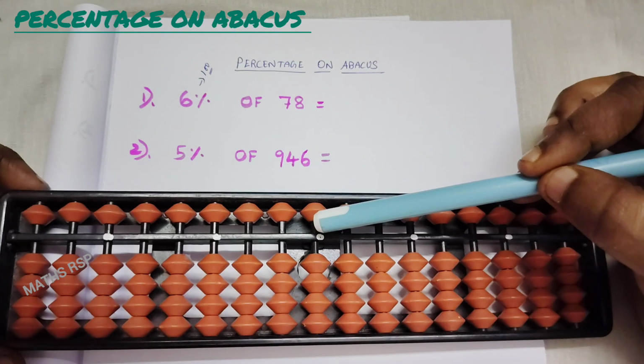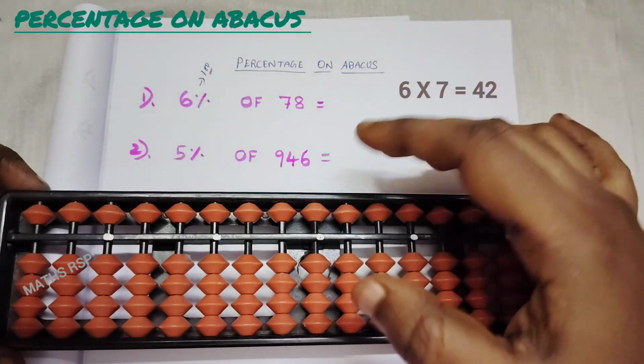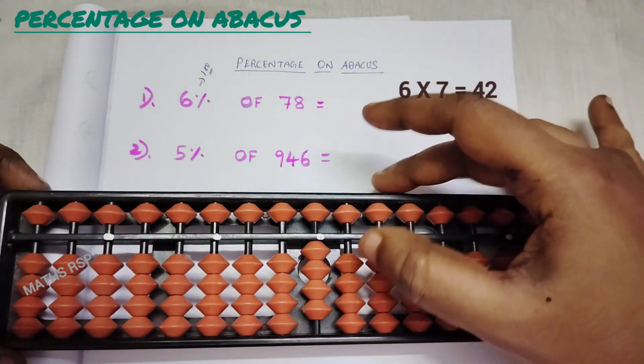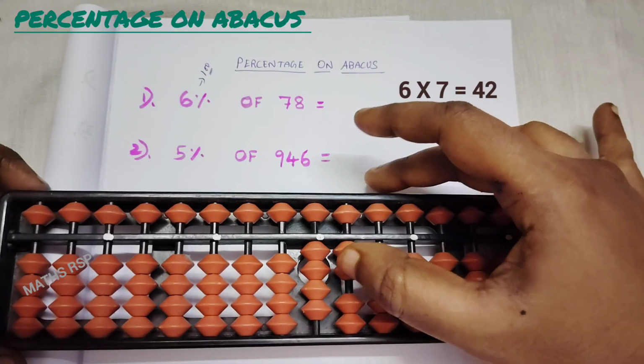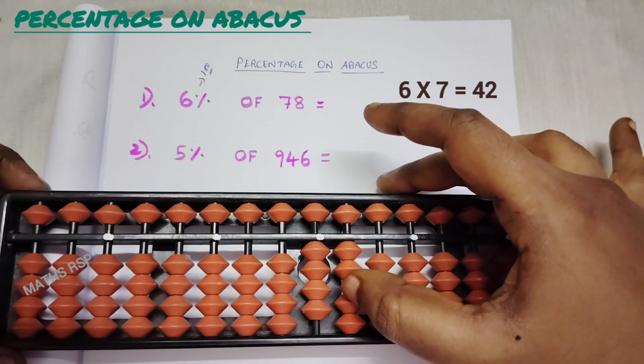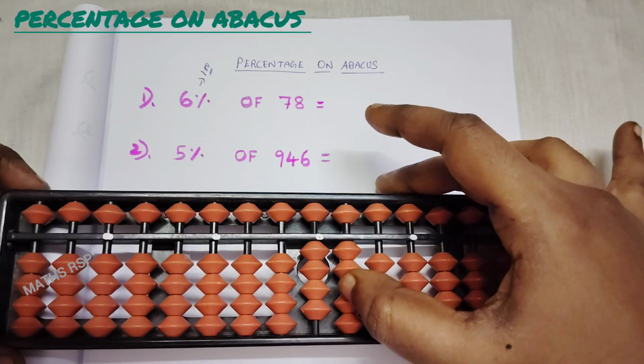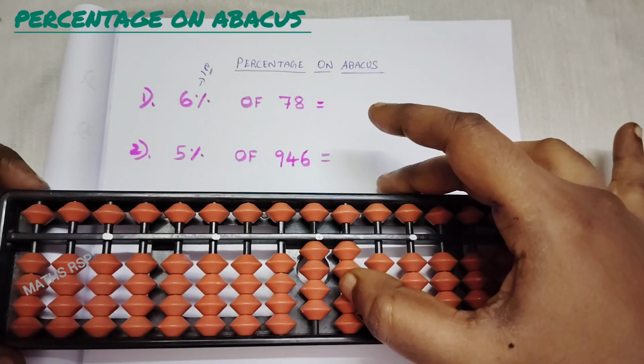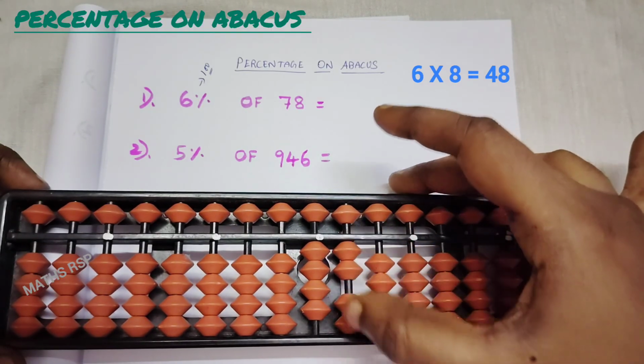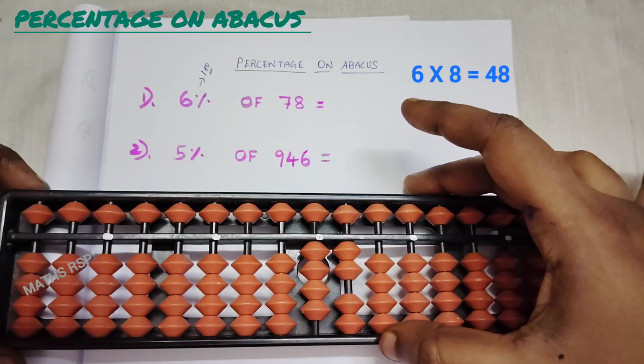First 6 into 7. 6 sevens are 42. So add 4 beads here and add 2 beads in the next rod. 6 sevens are 42 is completed. Then from this rod, we need to start the next process, okay? Next number is 6 into 8. 6 eights are 48. Add 4 beads here and add 8 beads in the next rod.